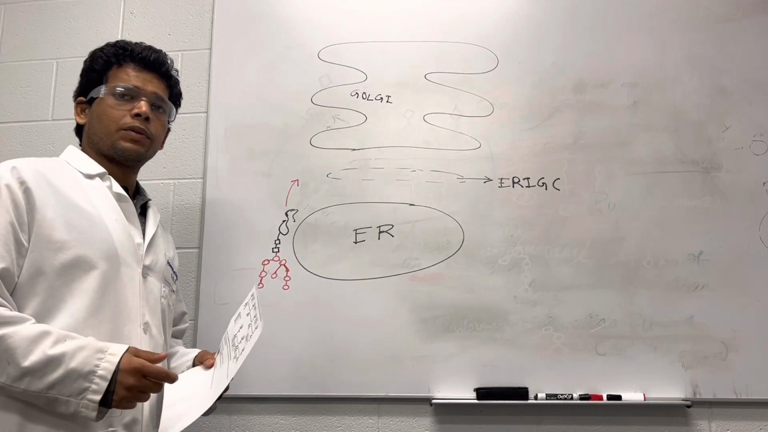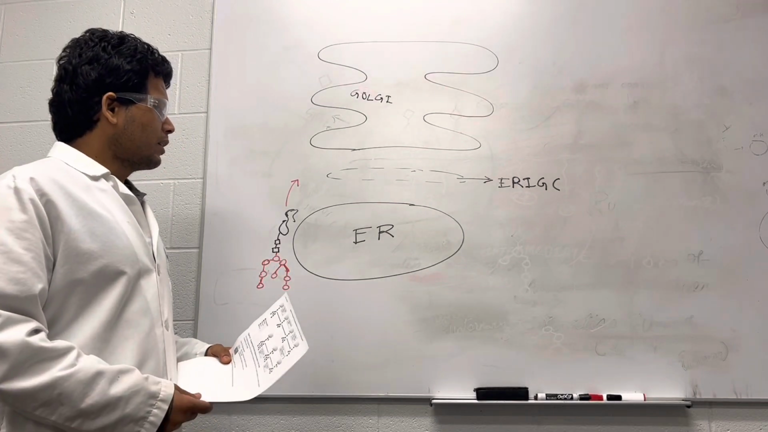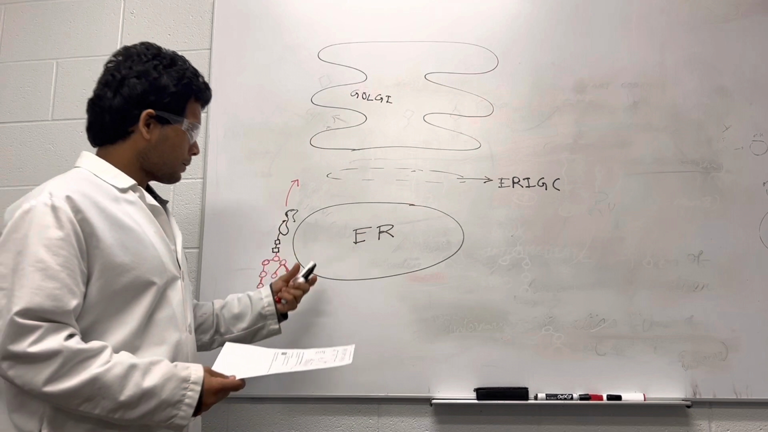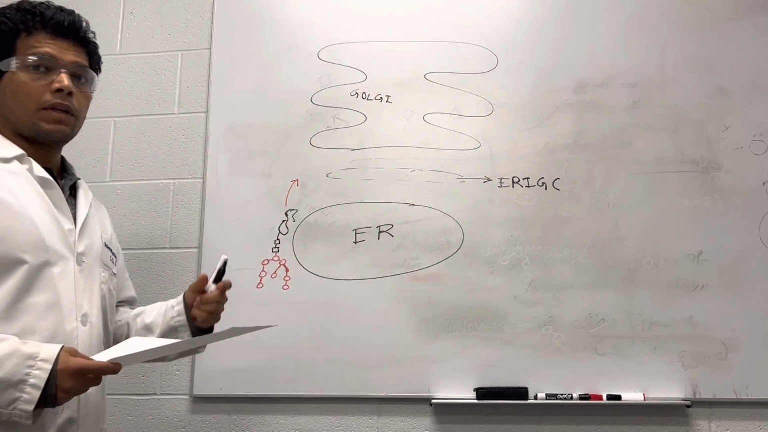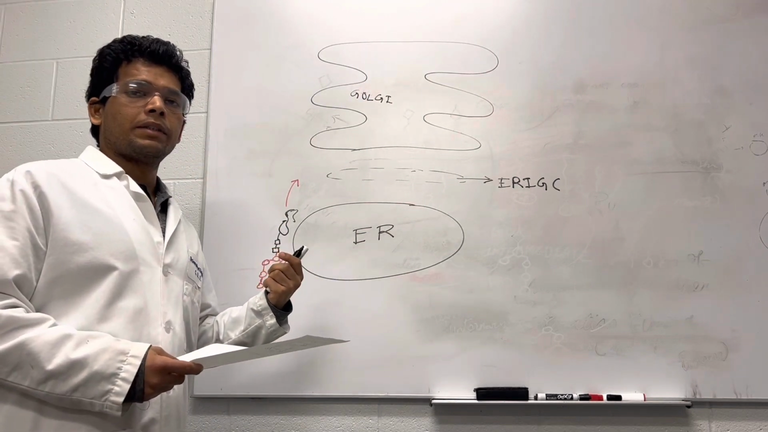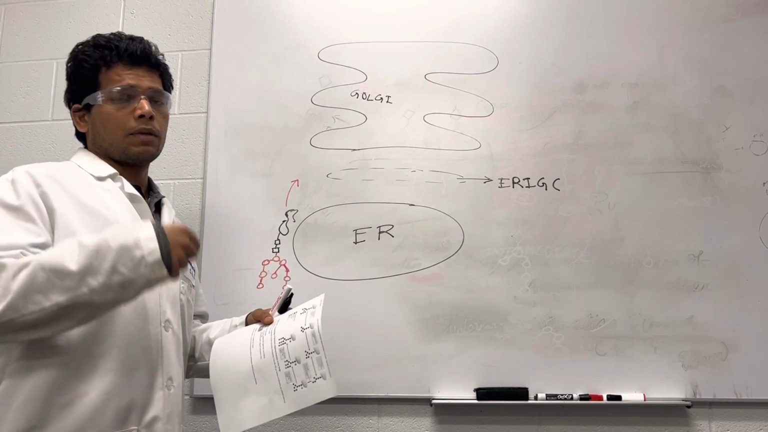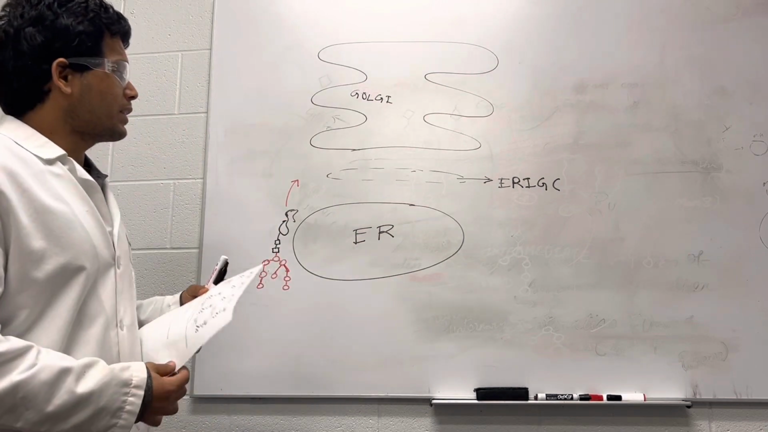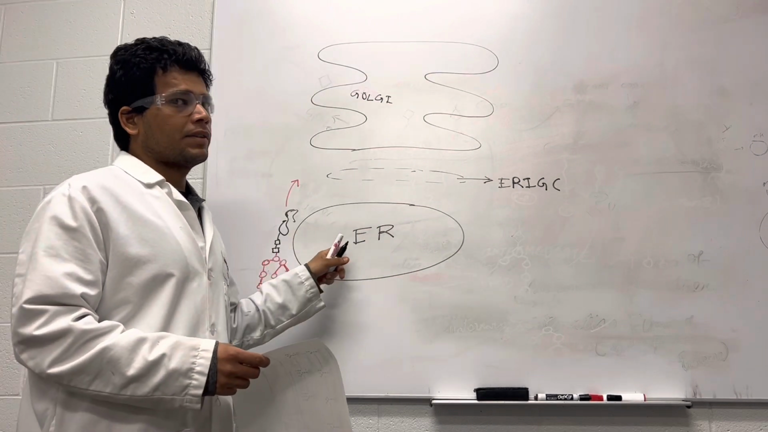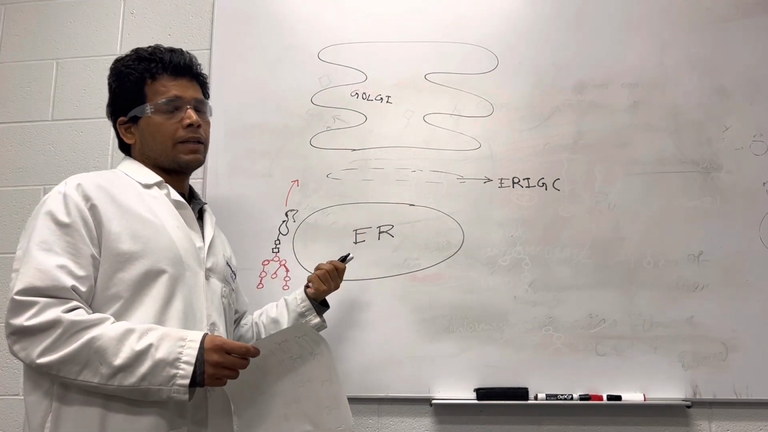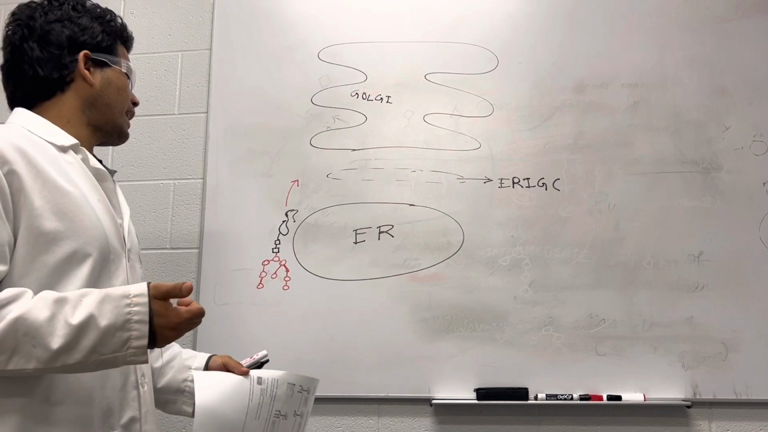So in the last video, we discussed N-acetylglucosamine inside the endoplasmic reticulum, and in one of the earlier videos we discussed how the quality control mechanism in ER takes place with the help of calnexin and calreticulin.